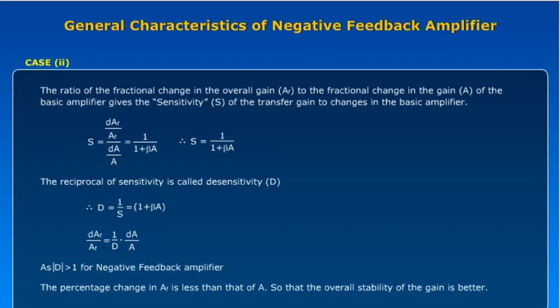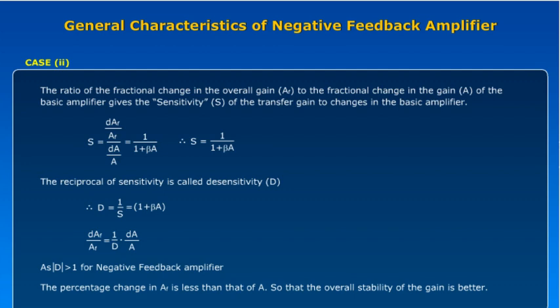Therefore, the ratio of the fractional change in the overall gain AF to the fractional change in the gain A of the basic amplifier gives the sensitivity S of the transfer gain to changes in the basic amplifier. So the sensitivity of the amplifier is defined as dAF by AF divided by dA by A, which is equal to 1 by 1 plus beta A. The reciprocal of the sensitivity is called the desensitivity D. As the desensitivity is greater than 1 for the negative feedback amplifier, the percentage change in AF is less than that of A, so the overall stability of the gain is better.